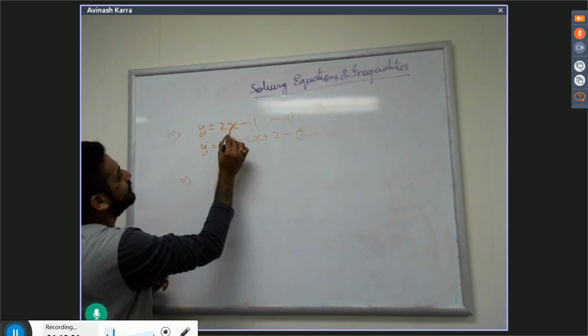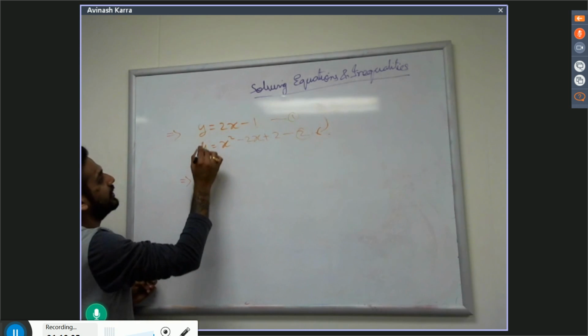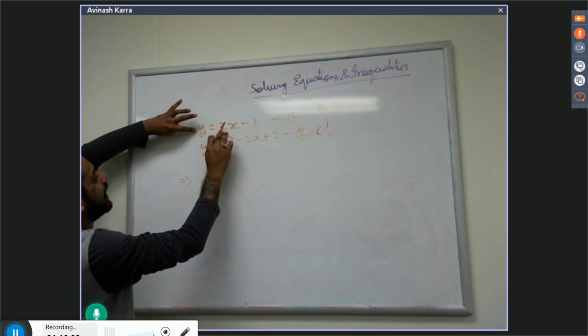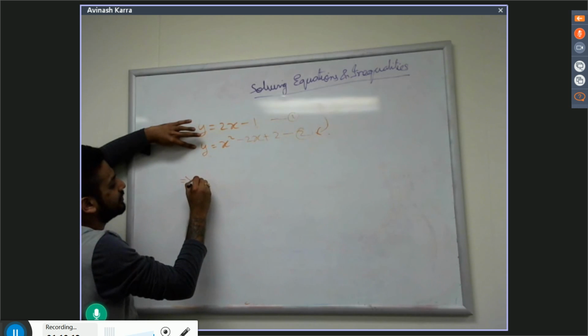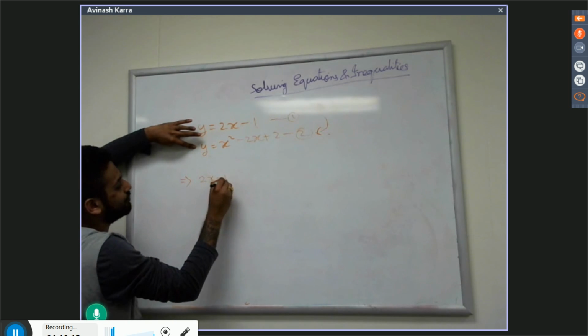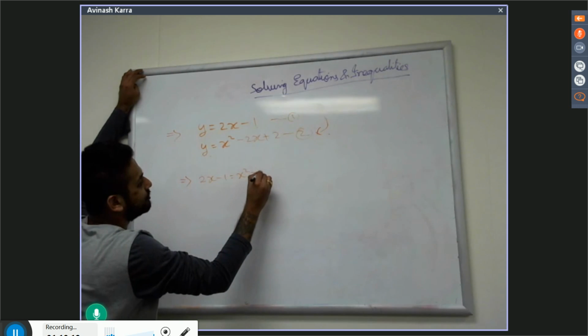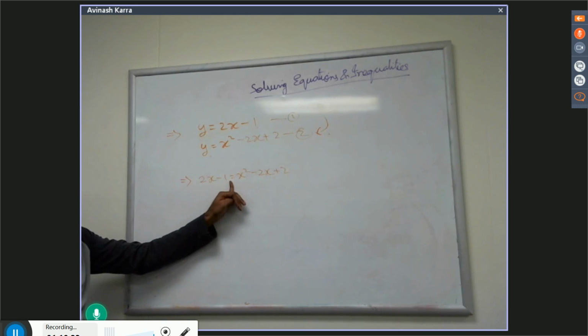So when I substitute equation 1 in equation 2, what do I get? Instead of y, I'm substituting 2x minus 1 here. So 2x minus 1 is equal to x squared minus 2x plus 2. Yes? Is it clear?